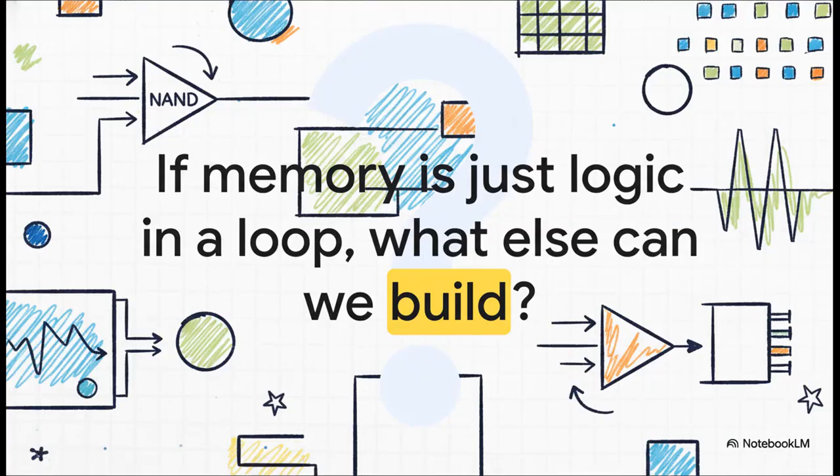So if memory is really just logic gates in a loop, it really makes you wonder, right? What else can we build by just folding computation back onto itself? And that's really the big takeaway here. The simple, almost weird idea of creating a feedback loop is what transforms a forgetful calculator into a circuit that actually has a memory. It just goes to show you, immense, incredible complexity can come from the simplest of ideas, just applied in an elegant new way.